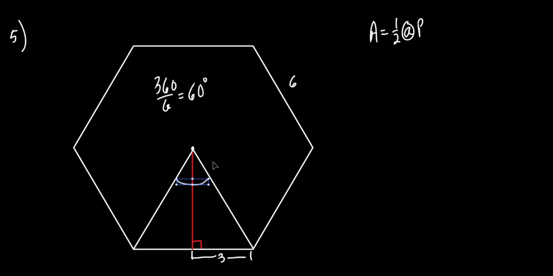But that's helpful, okay? But really what I want to do is find that angle right there. What's that angle going to be? That's going to be 30. So if that's 30, what's this one down here? That's 60. So I got a 30, 60, 90 triangle.